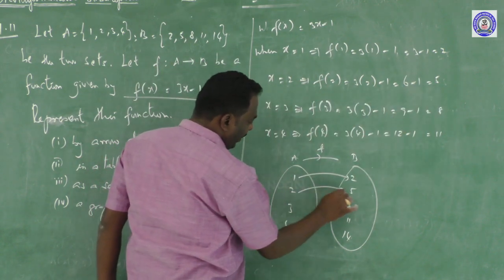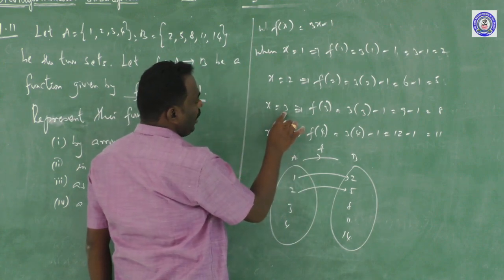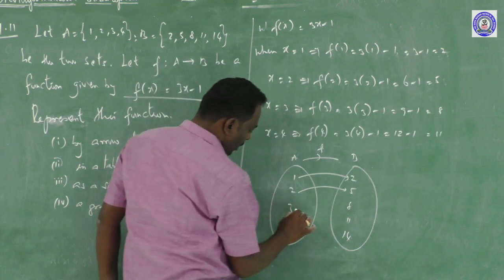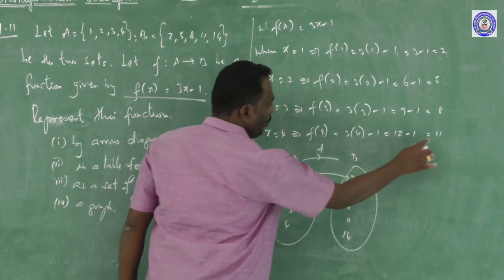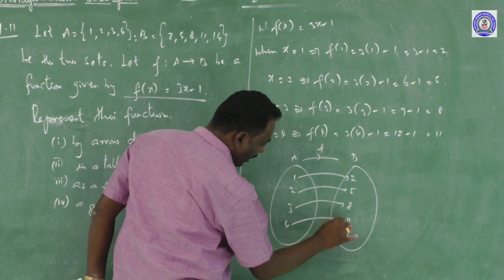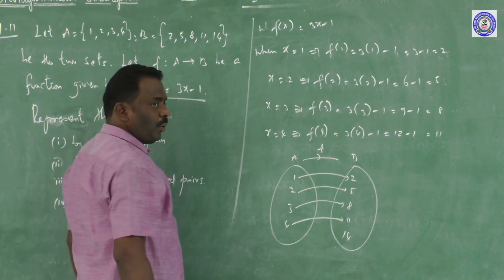Then x value equal to 2, the function value equal to 5. Then x value equal to 3, function value equal to 8. Then x value equal to 4, function value equal to 11. Therefore this is called the arrow diagram.